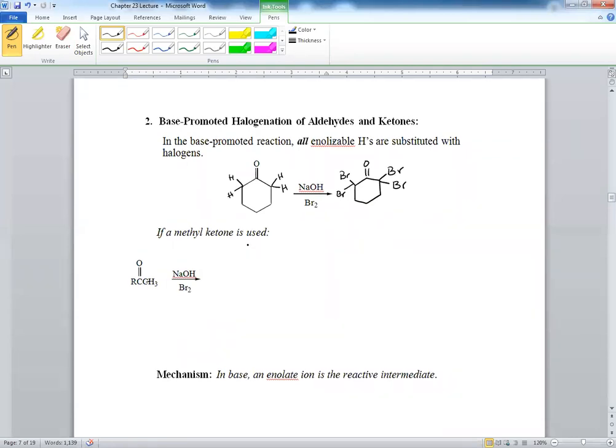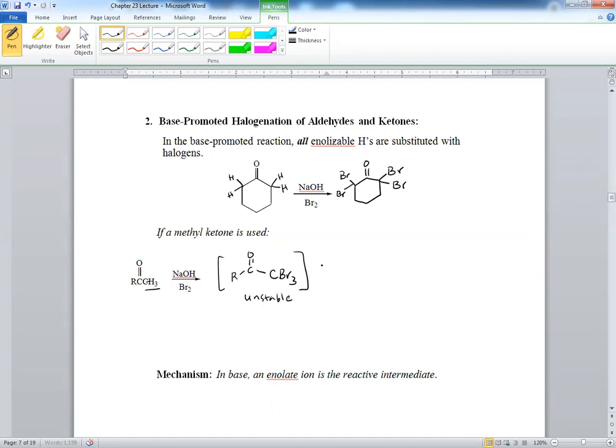However, if you use a methyl ketone, you actually get a totally different reaction. A methyl ketone means you have a methyl as one of the R groups attached. So in this case, you have an R group, let's say it's an ethyl, and then you have a methyl. Here's your methyl. If you have a methyl ketone, you actually get an unstable intermediate, which is CBr3. You had all the substitution take place here. So this is unstable.